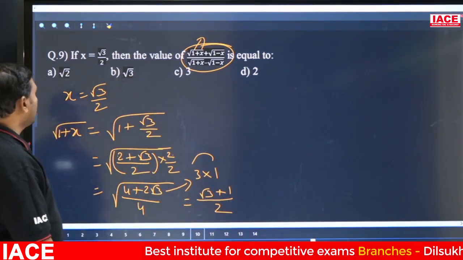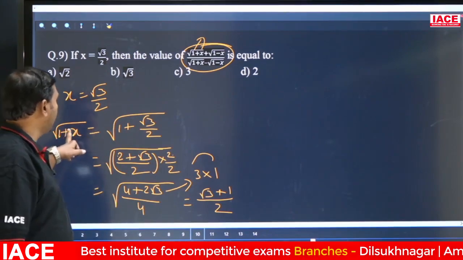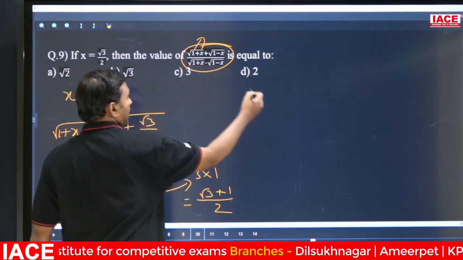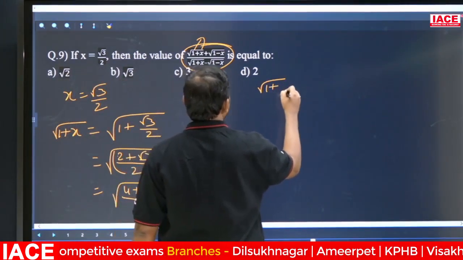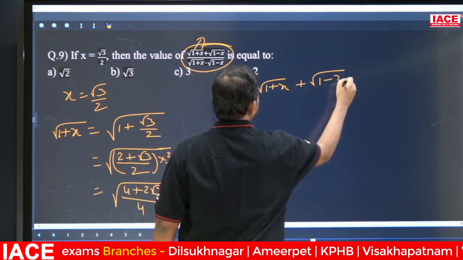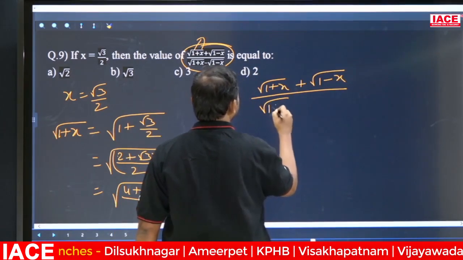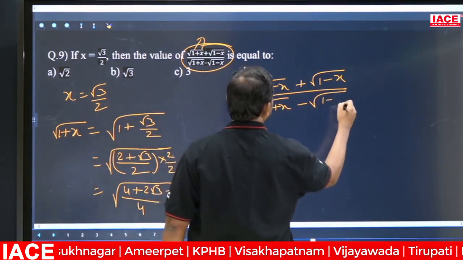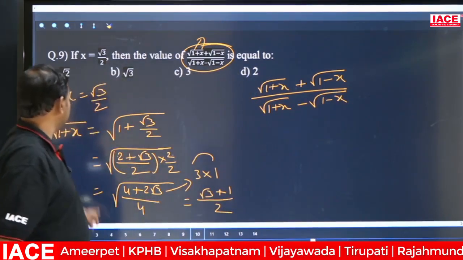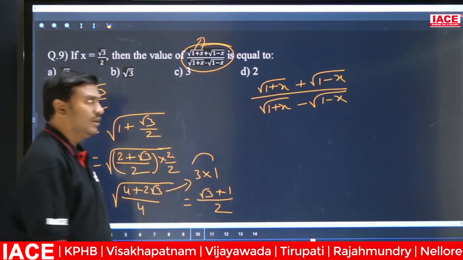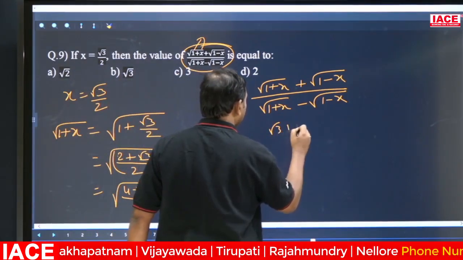So what is the square root of 1 plus x? I am writing here square root of 1 plus x plus square root of 1 minus x by square root of 1 plus x minus square root of 1 minus x, right? What is square root of 1 plus x? Just now we did, square root of 1 plus x is root 3 plus 1 by 2.